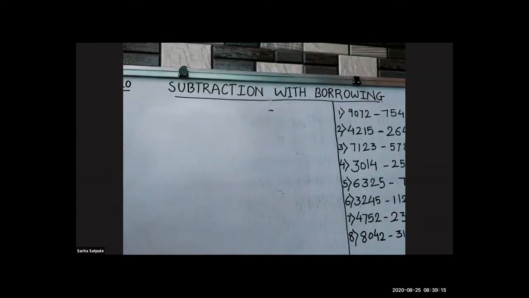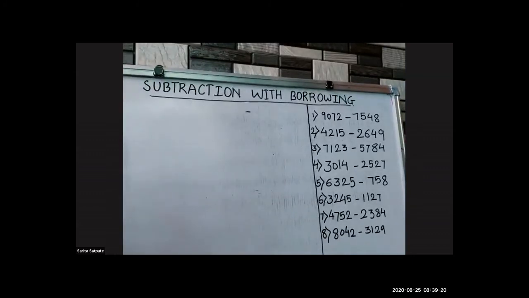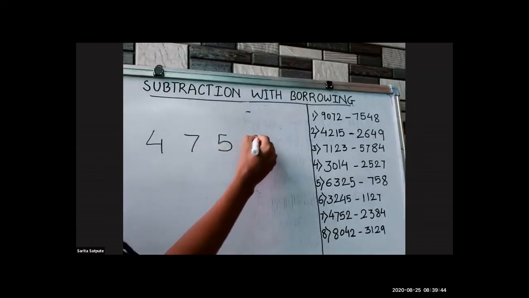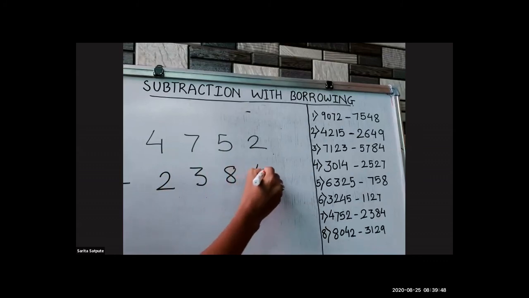Read the 7th question. 4,752 minus 2,384. Students, listen to one instruction very carefully. If someone is reading the question, don't cut their sentences. Let her or him read the full question. Don't disturb the class. 4,752 minus 2,384. Good.